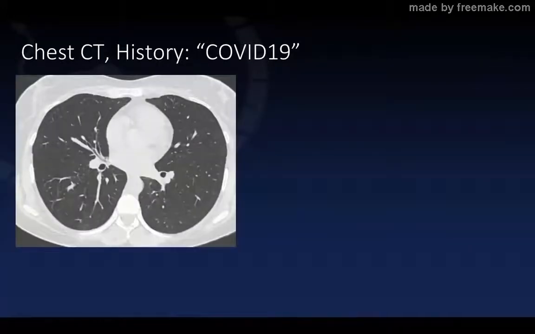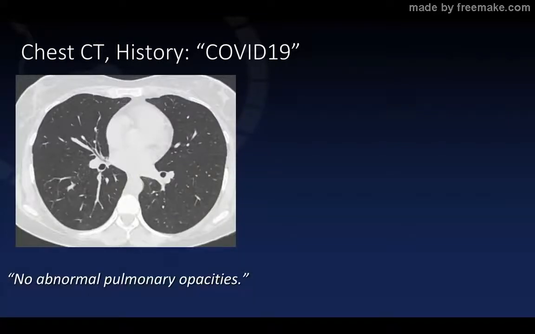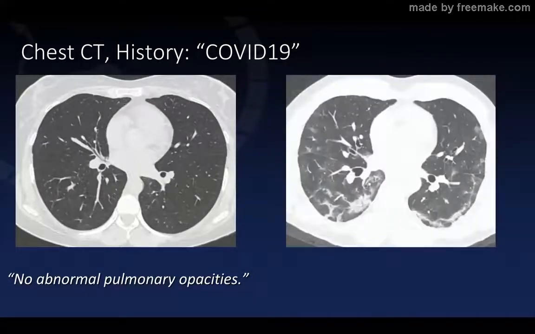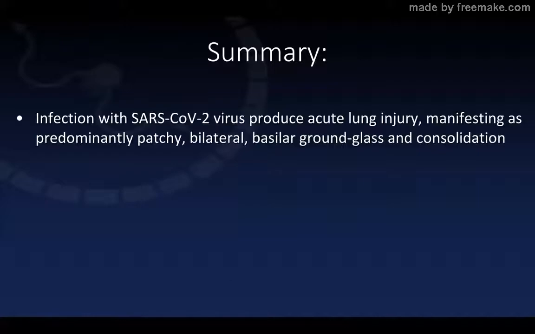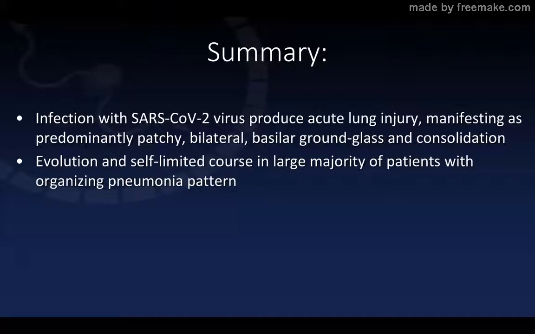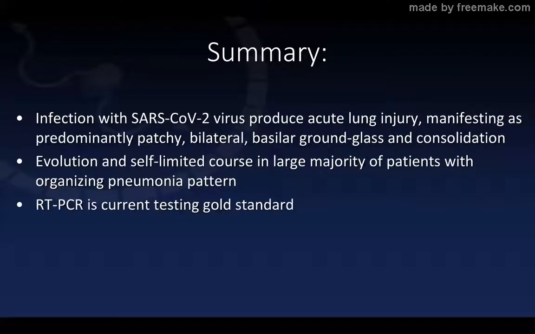Here's a CT scan. Normal is the easy case: no abnormal pulmonary opacities. Here's a patient with a COVID positive CT. And I think one reasonable phrase to use is: findings are compatible with, but are not specific for, viral infection, including COVID-19. So in summary, infection with SARS-CoV-2 virus produces acute lung injury, manifesting as predominantly patchy, bilateral, basilar ground glass and consolidative opacities. Evolution is a self-limited course in the large majority of patients, with an organizing pneumonia pattern.